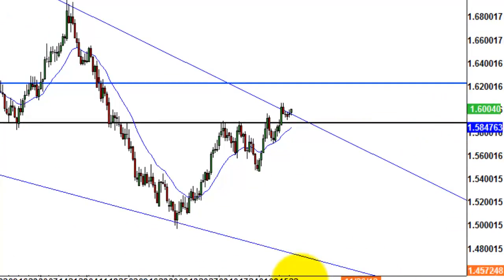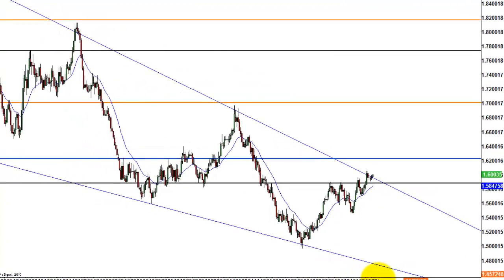So this is how you draw a market map. Use all the time frames above the one you're trading. Draw key levels of support and resistance and trend line support and resistance, and there you've got your market map.